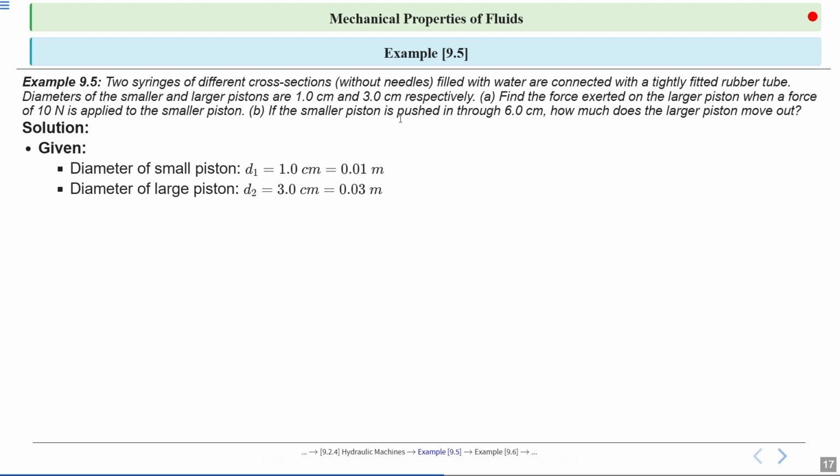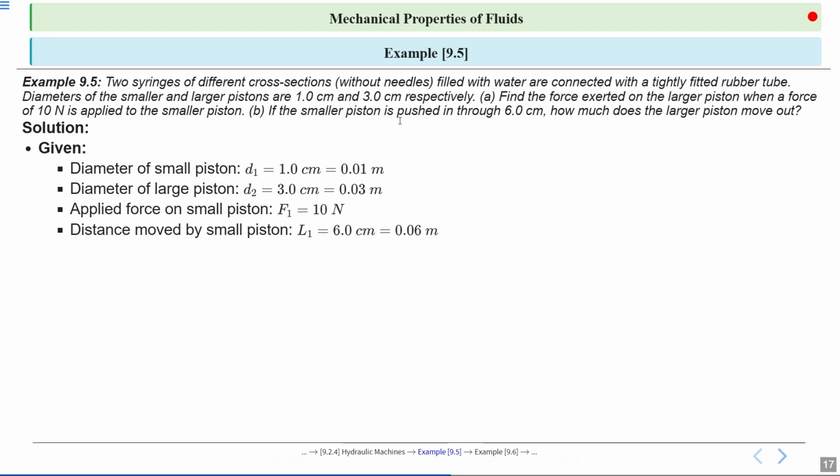Next, the diameter of the larger piston is 3.0 centimeter or 0.03 meters. With this information, we can calculate the area of the larger piston. So applied force on the small piston, F1 equal to 10 Newton. This force will be transmitted through the fluid to the larger piston. We will use this information to find out how much force is exerted on the larger piston.